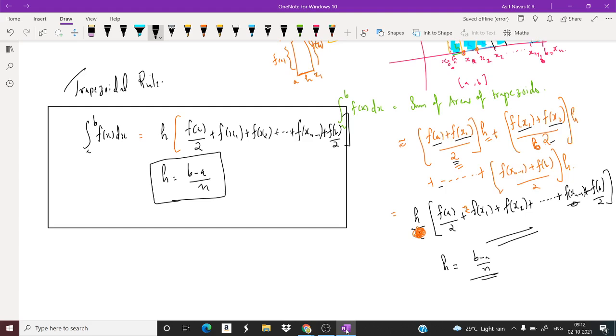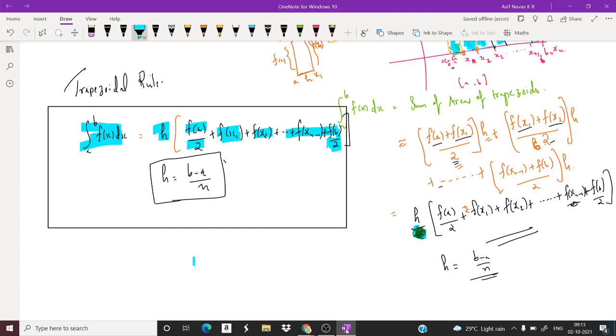So only you have to study this formula. Anybody have any doubt? You have to study this formula: h into [f(a)/2 plus f(x1) plus f(x2) plus etc. f(xn-1) plus f(b)/2]. I am only taking h outside.